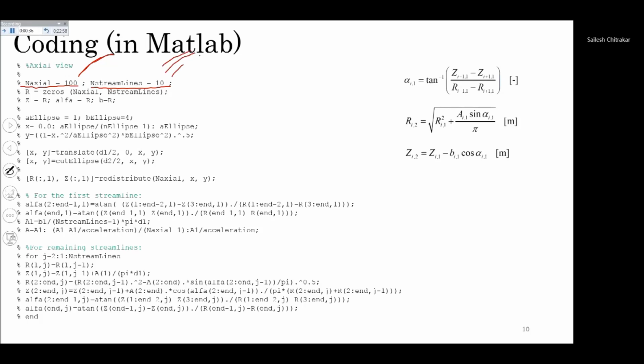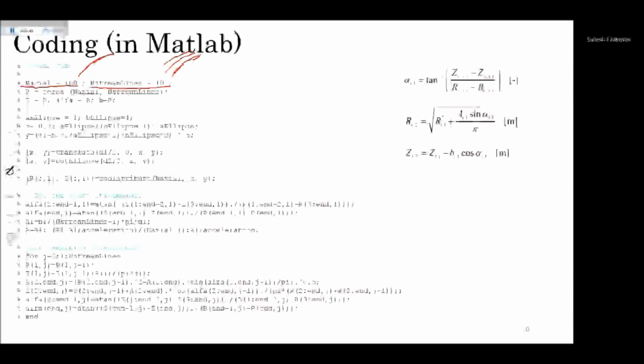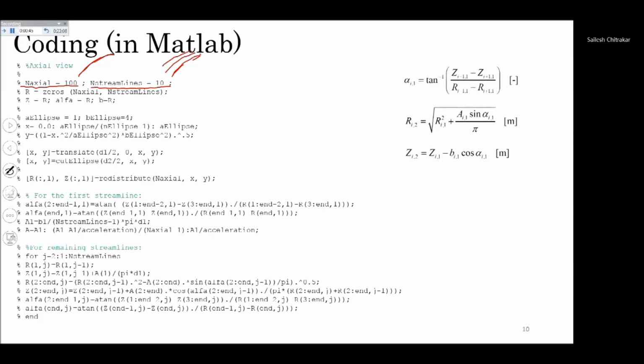is represented by n streamlines, which is 10 in this case. You can increase these values as well if you need. And similarly, first you will create zero matrix, because at the end you will get matrix, as I said you earlier, 100 times 10 matrix. So you will keep this value constant.